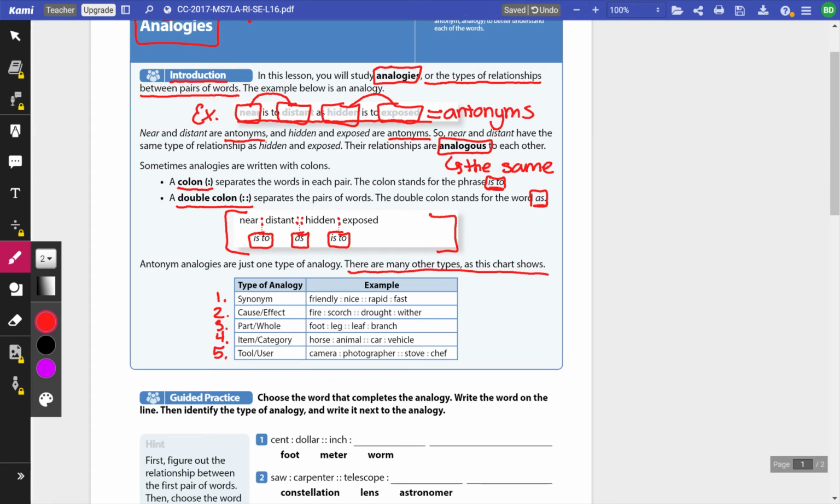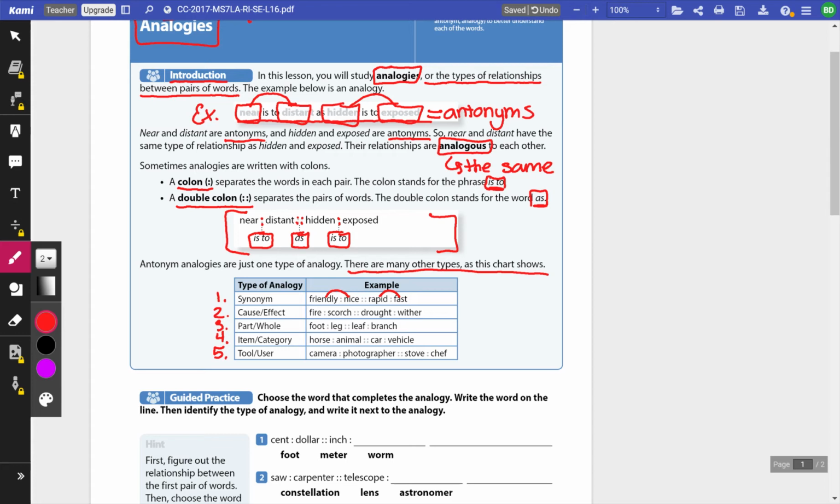So let's look at some examples of each of these. So we have friendly is to nice, as rapid is to fast. So friendly and nice are synonyms, and rapid and fast are synonyms. So those have the relationship of being synonyms.